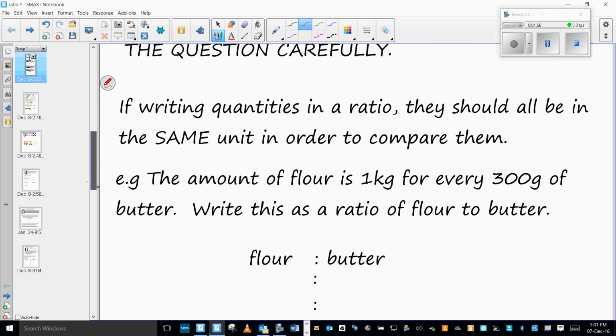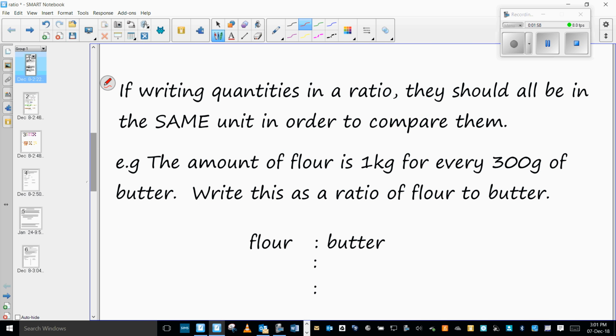Now, if writing quantities in a ratio, they should be in the same unit in order to compare them. So ideally, they're in the same unit. So the amount of flour is 1 kilogram for every 300 grams of butter. Write this as a ratio of flour to butter. So again, I've used words to help make sure I don't do it in the wrong order. So I've written flour, butter.